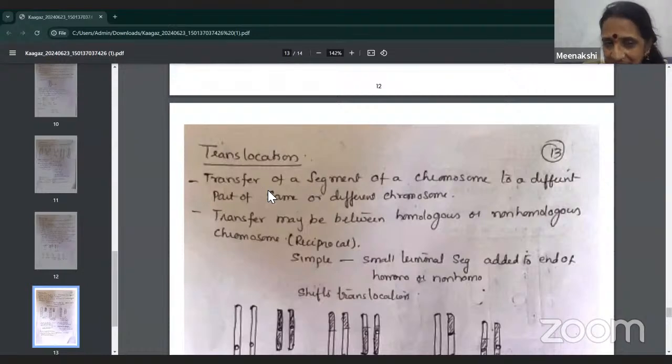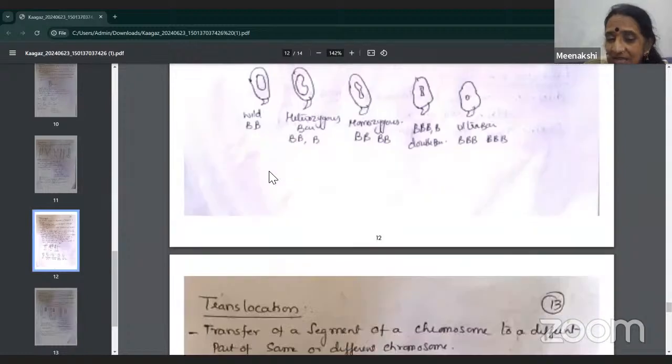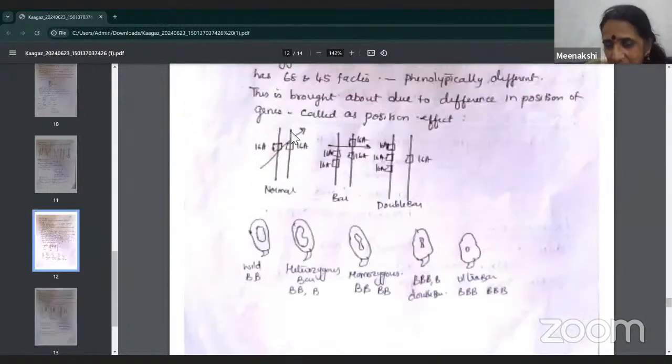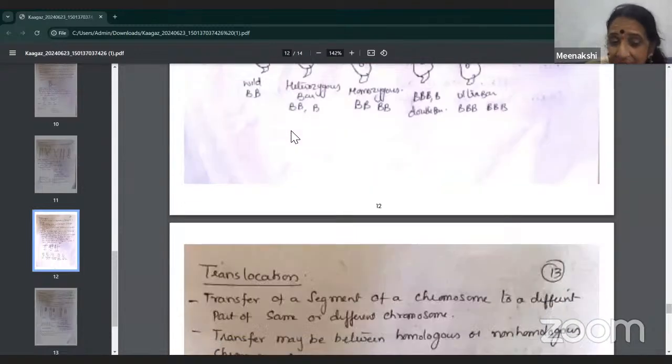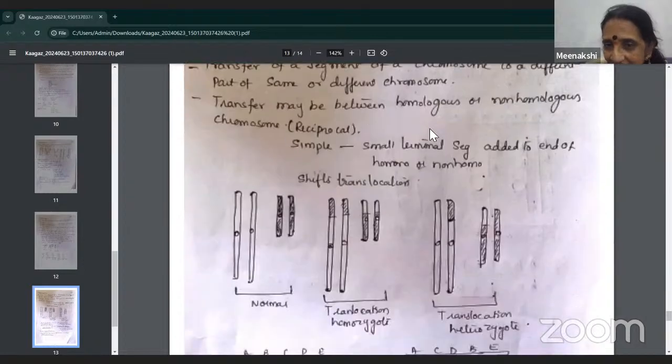Next one is translocation. As I told you, deletion and duplication involve a decrease or addition in the number of genes. But here it is only transporting from one position to another. It is a transfer of a segment of a chromosome to a different part of the same or a different chromosome. It can be between homologous or non-homologous chromosomes. It can be a simple terminal segment or it can bring about a complete shift.